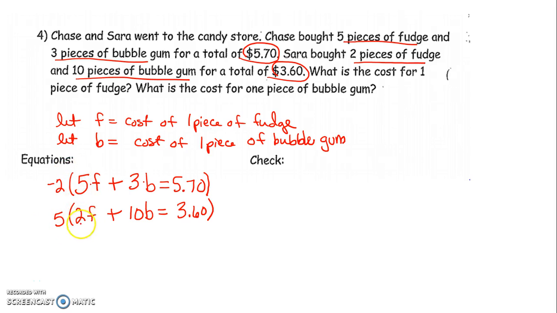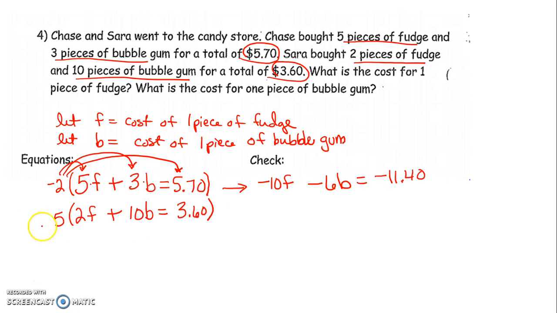in order to have the coefficient in front of F be opposite signs but match. So let's go ahead and distribute -2 through the first set of parentheses. So that equation becomes -2 times 5 is -10F, -2 times 3B would be -6B, equals, and then you have to do -2 times $5.70. That would be -1140.